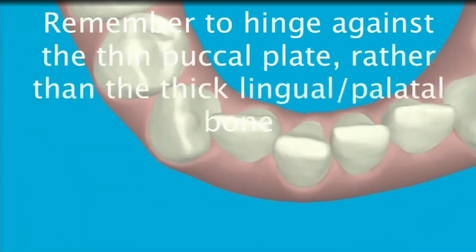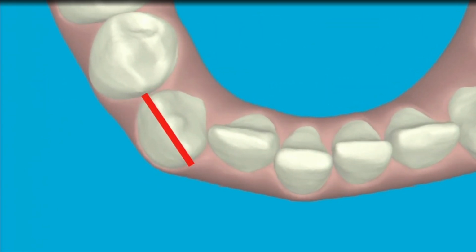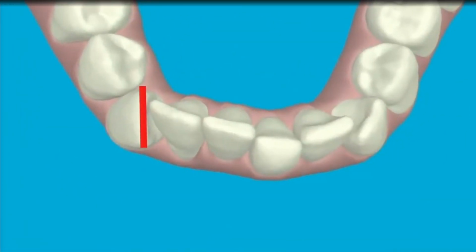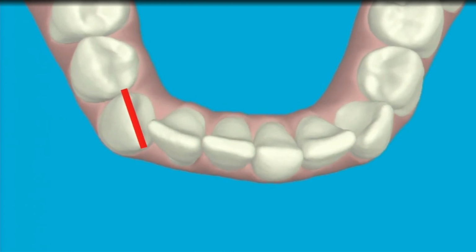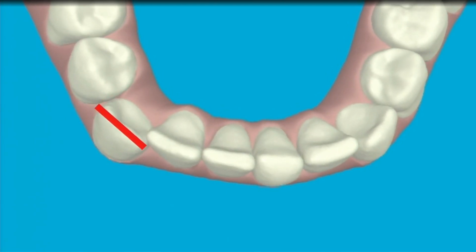Now watch again the hinge so you've seen it a second time. Remember, you hinge against the buccal plate, which is super thin, rather than the thick lingual palatal bone. So you're always rotating and hinging outward. Watch it again. Here's what it looks like. Okay, so that's hinging. All right, now here is one that's about 80 degrees. That's a hinge. The mesial is staying put. It's not hinging in. It's hinging out.